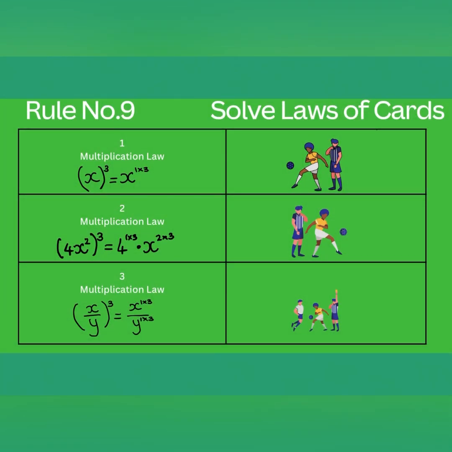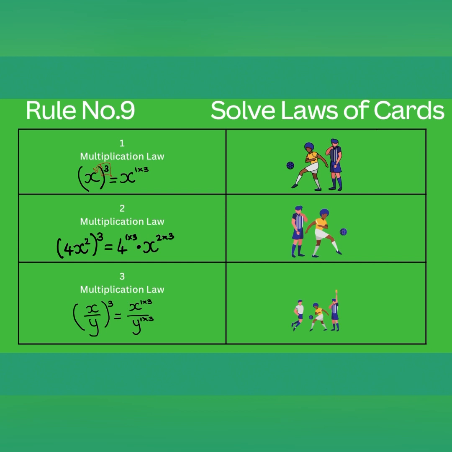Rule number 9, solve laws of cards. The laws of cards comes from the ref's cards. So we have 3 laws of cards. The first one is the multiplication law. It says, open bracket x, close bracket to the power 3 equals x to the power 1 times 3. So we have a player inside and we have a card outside. And this ref's card must multiply the player's medal inside.